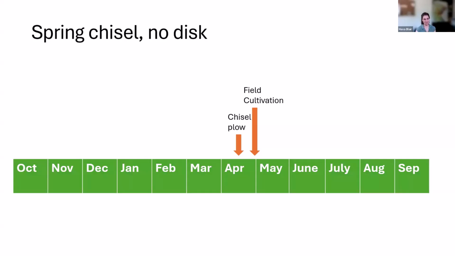Let's change it up to a spring system. So I've been talking just about that fall chisel no disc system. What about the spring chisel no disc system in SnapPlus? That is defined as a chisel plow followed by a field cultivation pass.